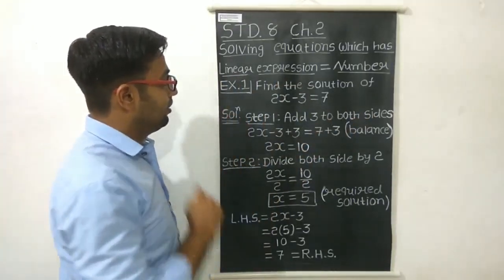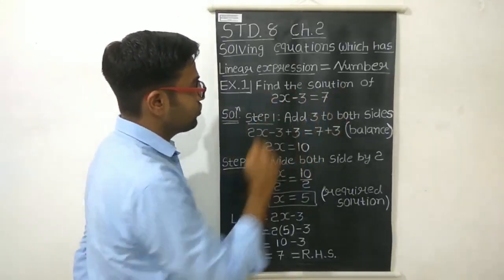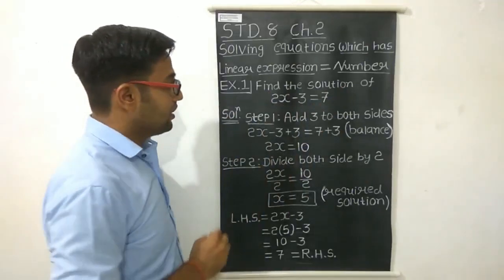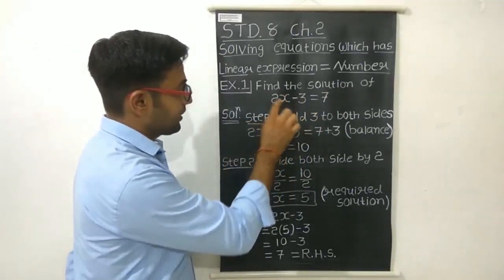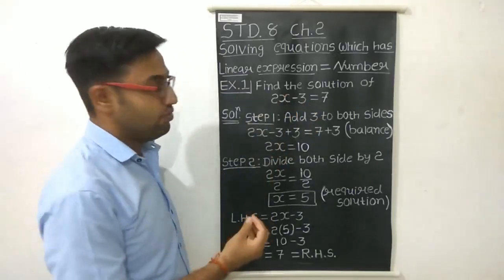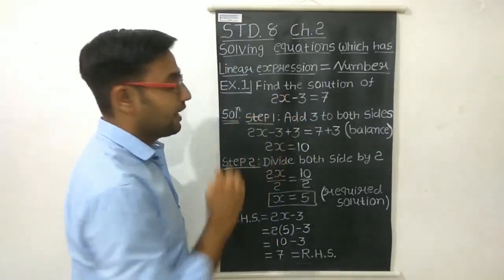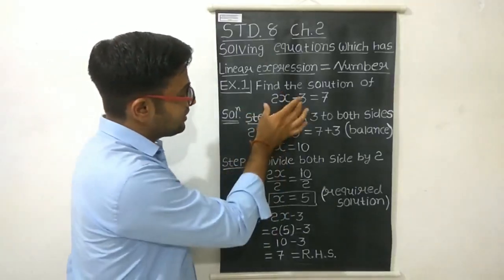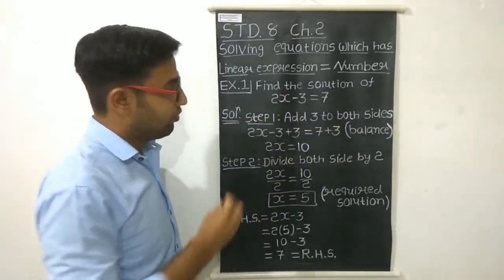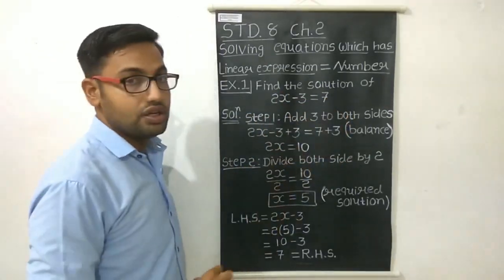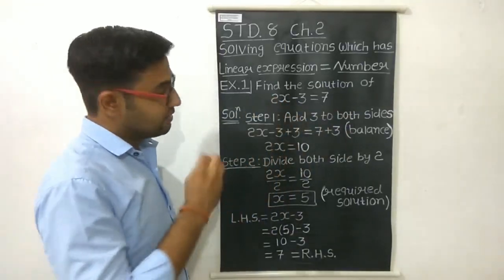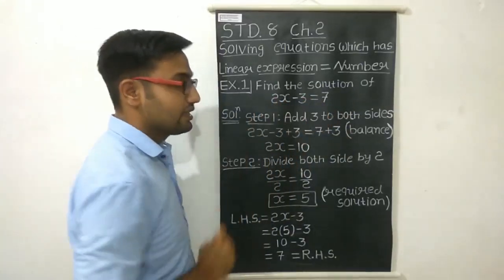The first example is: find the solution of 2x minus 3 is equal to 7. This is a linear equation with variable x. What we have to find is the value of x such that the left hand side value becomes equal to the right hand side value, which is 7. So what value can we put instead of x such that this becomes 7?